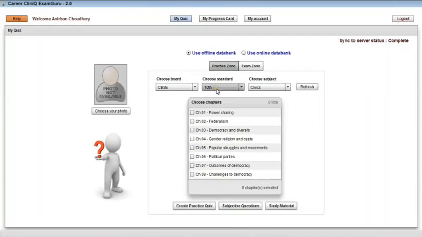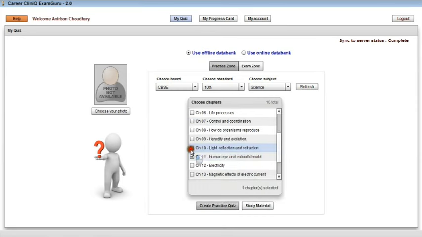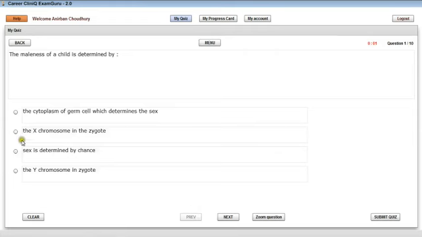You can see the classes here. You scroll down and you can choose the class. You can choose the subject here. Let's say we were studying chapter 10 of class 10 science. Let's say we choose 3 chapters, 9, 10, 11, and we create a practice quiz here.